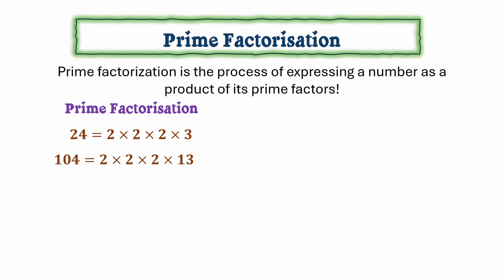However, let's look at another number, 104. So 104 is equal to 2 times 2 times 2 times 13. So they're all prime numbers. 13 is a prime number, 2 is a prime number.